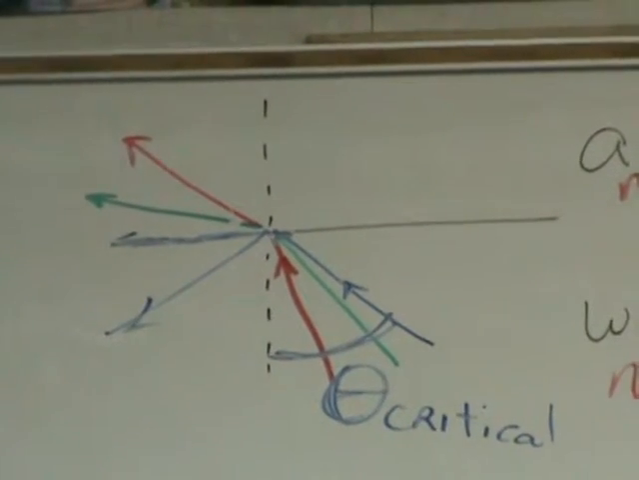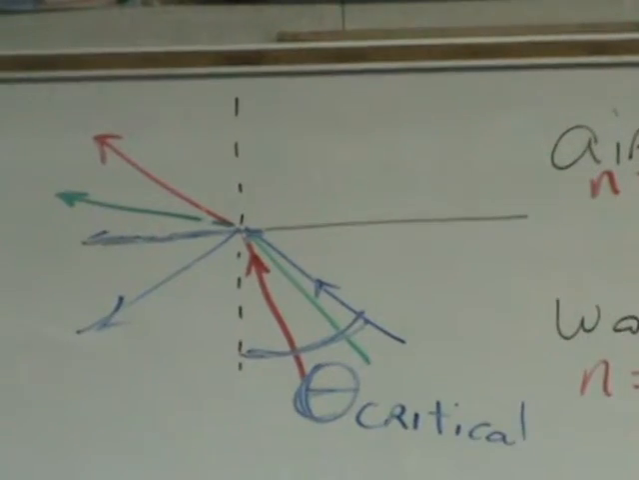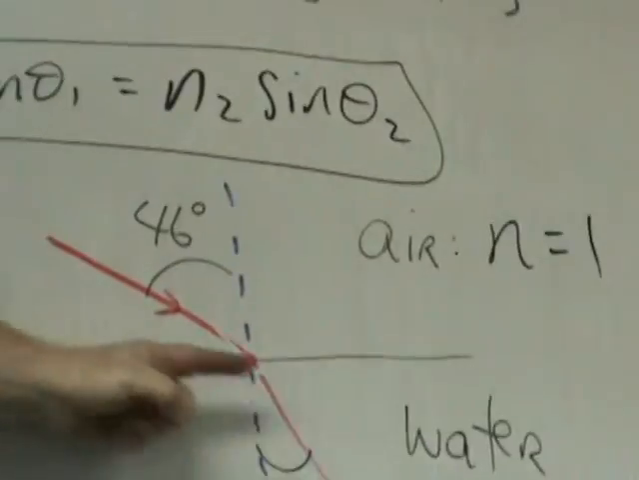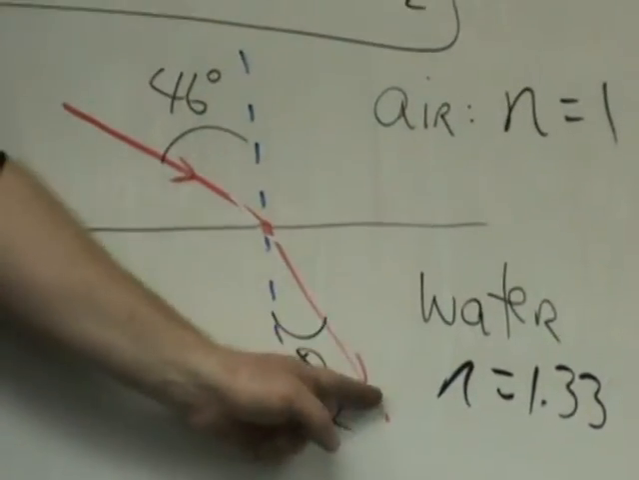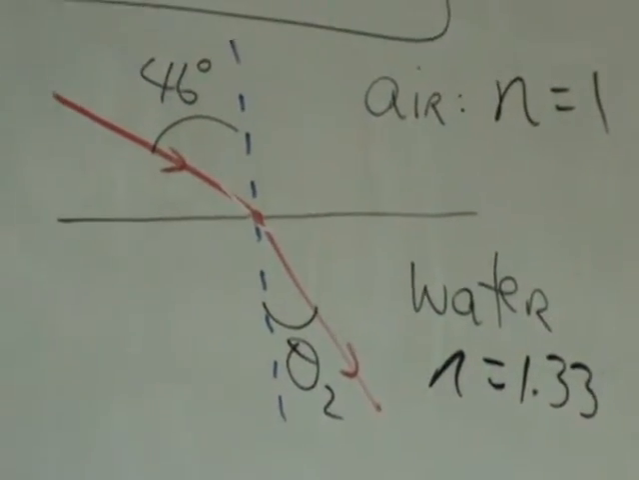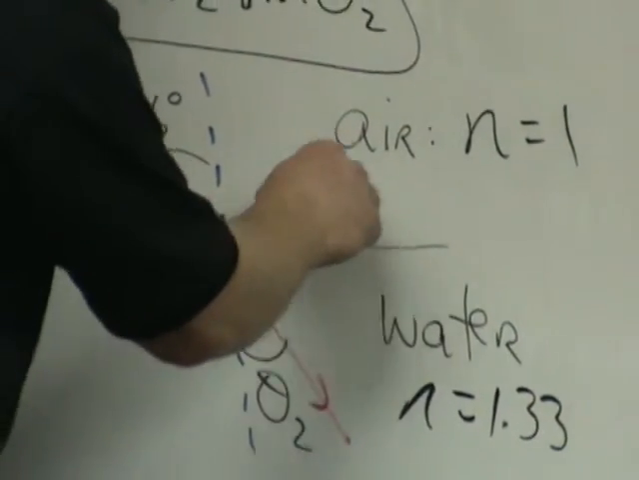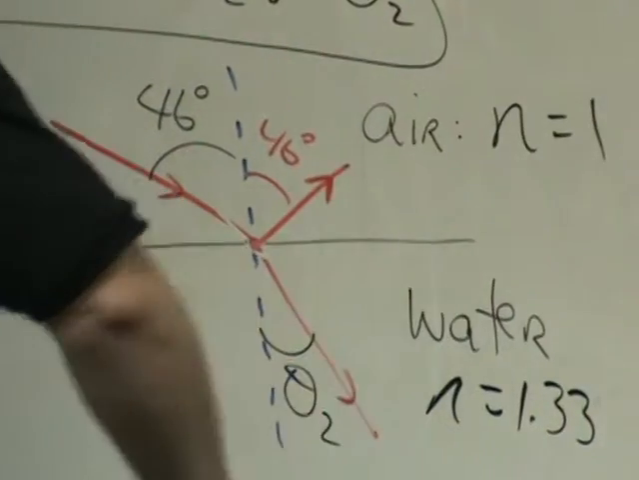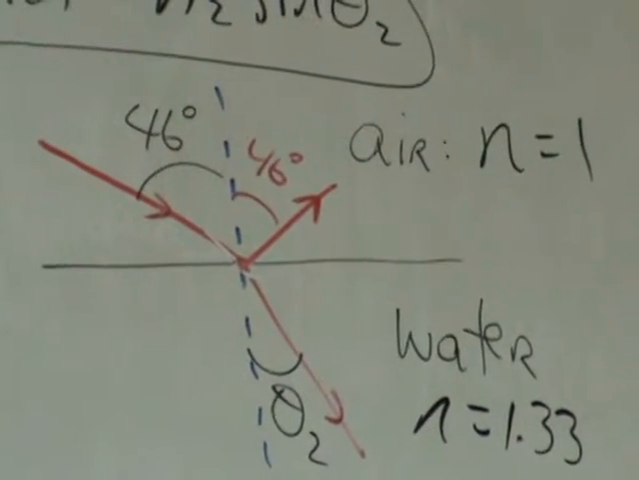So look here. This is not a complete picture of what's going on. Not only does the ray refract so that you get transmission at an angle that's smaller, that is, the refracted ray is closer to the normal, but you also get reflection. And the reflection follows the rule of reflection: angle of incidence equals angle of reflection.